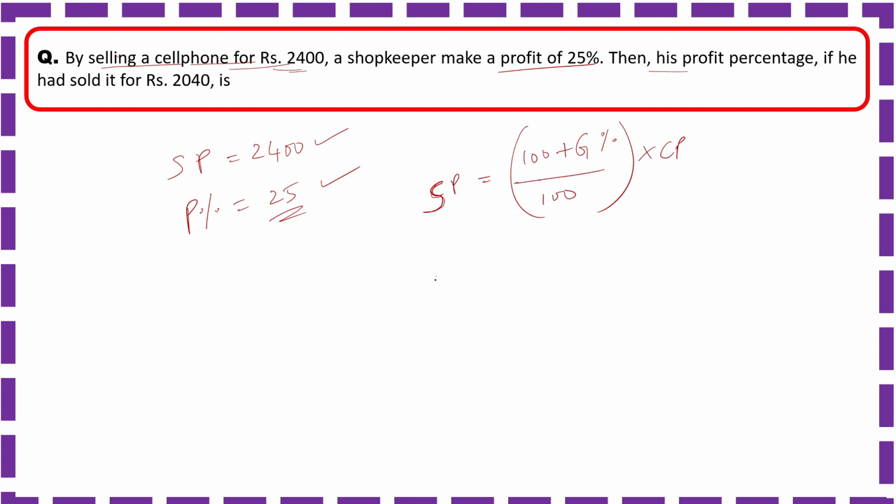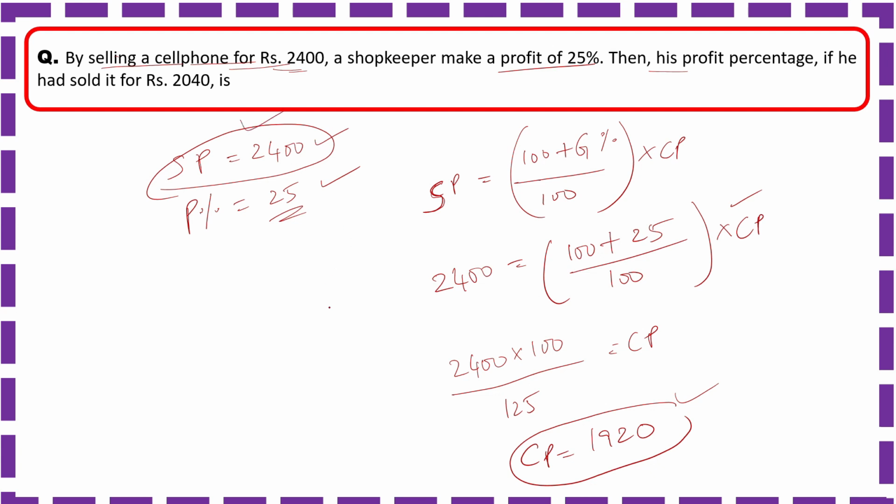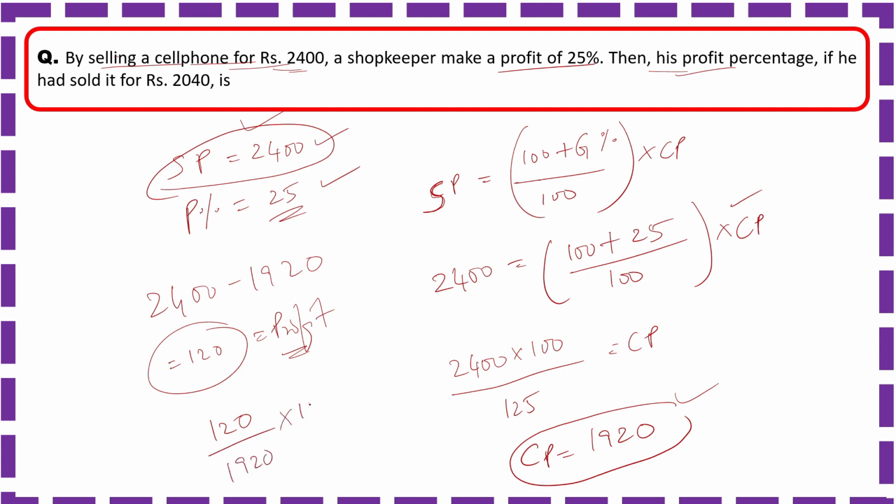So SP is already given, which is 2400. So 100 plus profit percent, that is 25 by 100 into CP is the thing that we must find out. Just solve it. So we will get CP as 1920 and we know SP as 2400. So if CP is 1920 and SP is 2400, what is the profit? 2400 minus 1920, so 120 is the profit, and we are asked to find out the profit percentage. We know profit percentage is profit by CP into 100, so 120 by 1920 into 100, that is equal to 6.25%.